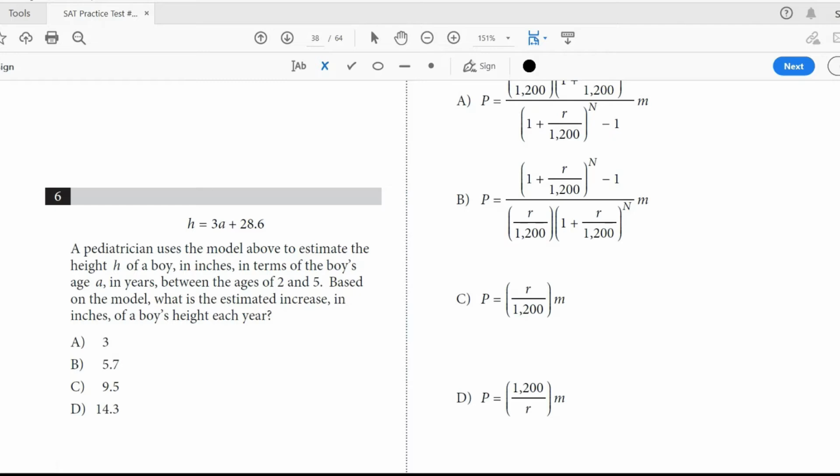So essentially, this would be the starting height, 28.6, and this would be his total height. So with this, each year he grows up, he would essentially gain 3 inches, and therefore this would be the answer.